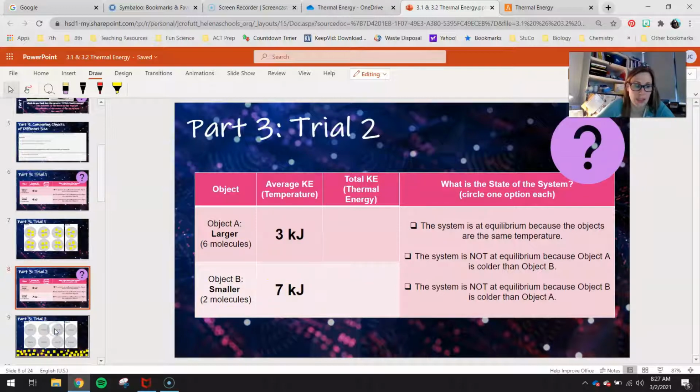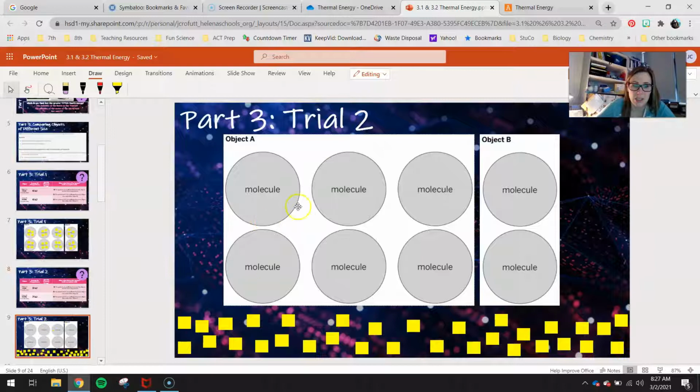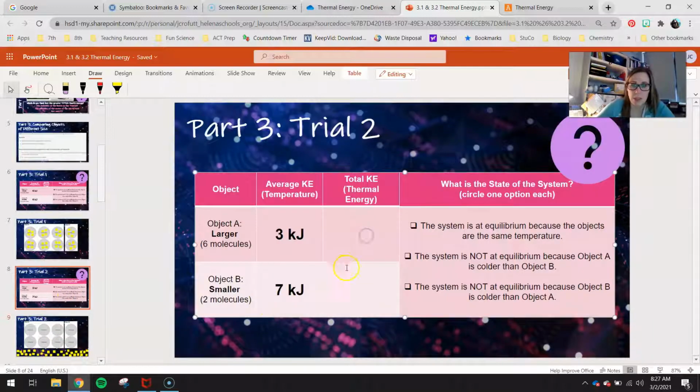So you guys will go to your next one, trial two model. Each of these will have 3, and each of these will have 7. So go ahead and set it up. Tell me what the thermal energy is for each of them. And then tell me, is this at equilibrium or not? So you can look and say, all right, which one's colder based on their average temperature? Which one's hotter, colder, or are they the same?